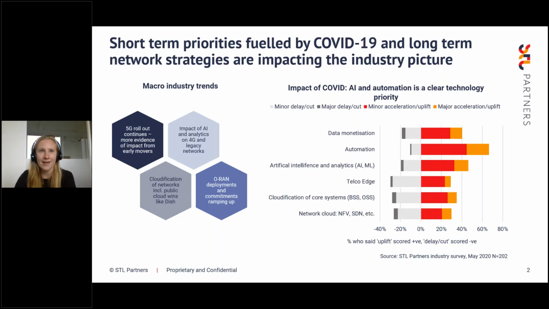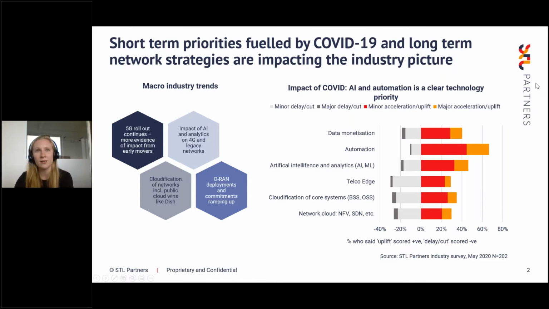We're seeing interesting announcements and trends around the increasing cloudification of networks, including some interesting announcements from specific operators like Dish around their use of public cloud in order to do this. And we're seeing real acceleration of efforts around Open RAN as well, and virtualization across the spectrum from access to core for operators.